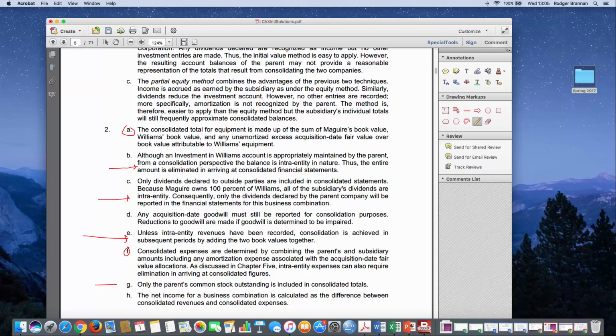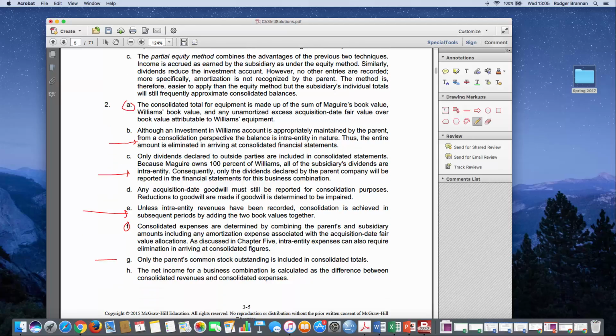Common stock, only the parent. The equity of the subsidiary is eliminated, and actually that is one of the first entries, to eliminate the investment account. Net income is going to be the net income of the parent, and that will include all of the adjustments that are made. So taking the consolidated revenues minus the consolidated expenses will give you the consolidated net income, which will always equal the parent's net income. Okay.